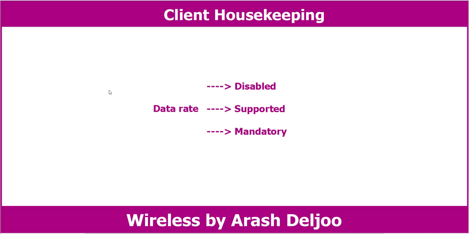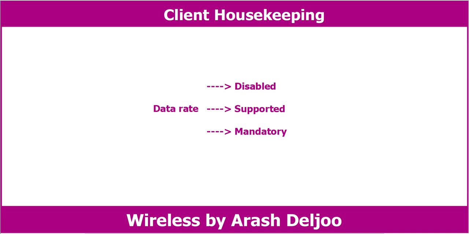In this video, I am going to talk about client housekeeping. A client and an access point have to use the same modulation and coding schemes, or MCS, to successfully communicate. The scheme can be changed dynamically if needed, as long as both ends agree on the choice. The MCS directly affects the data rate between the client and the AP.